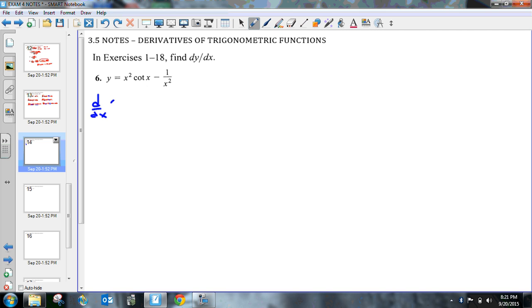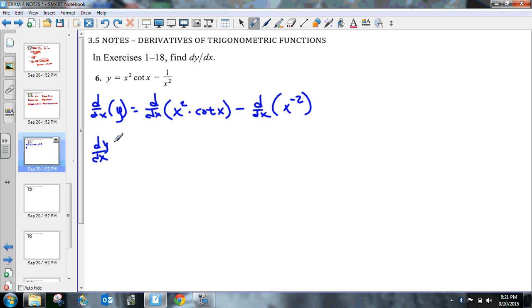If I take d dx of y, then I'm going to do d dx of x squared times cotangent of x. And then I'm going to do minus d dx. And instead of writing 1 over x squared, I could use the quotient rule here. I'm just going to change this to x to the negative 2 power. Okay? And so what I'm going to get here is dy dx. And I'm going to move this down because I got to do a few things.